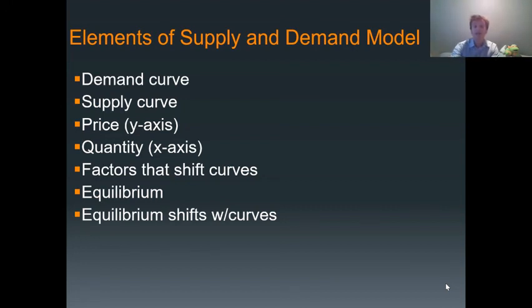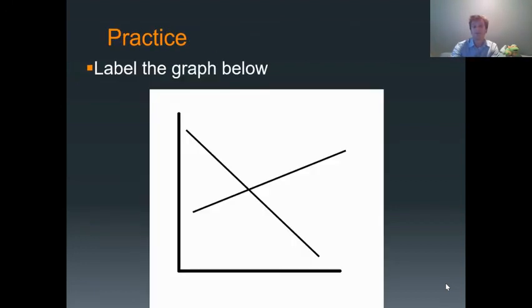On the next slide, there is a graph for you to practice with. So just label everything in here. Label demand, label supply, label equilibrium, label the axes, and that's it.